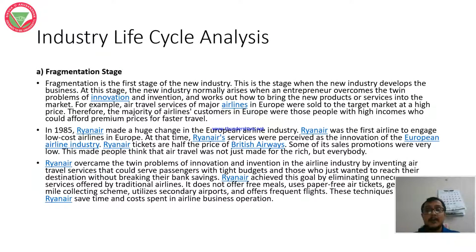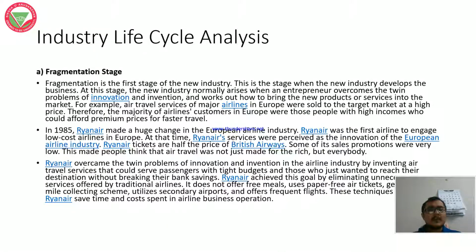Ryanair achieved this goal by eliminating unnecessary services offered by the traditional airlines. I may not be saying unnecessary, but luxurious things. It doesn't offer free meals, and uses paper-free air tickets. These are some of the examples of how they were saving money. I may not be giving the meals. I may not be using the paper-based air tickets.